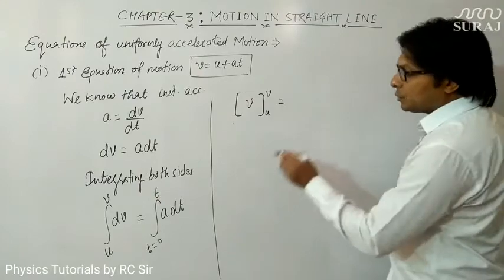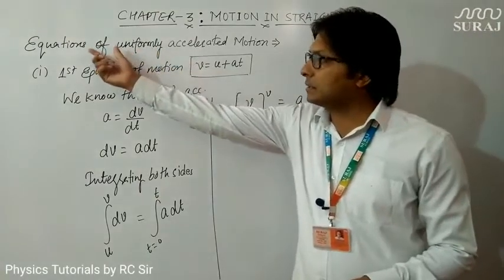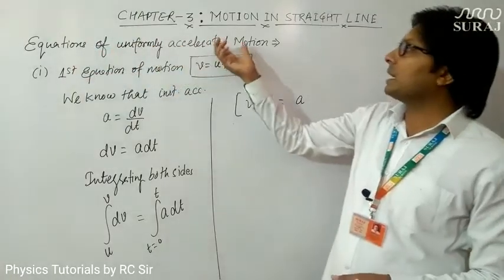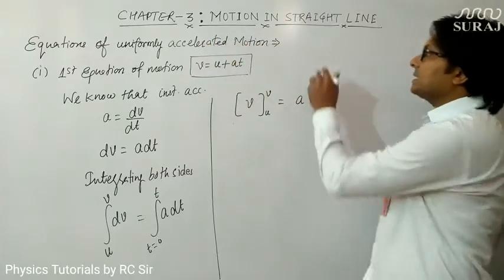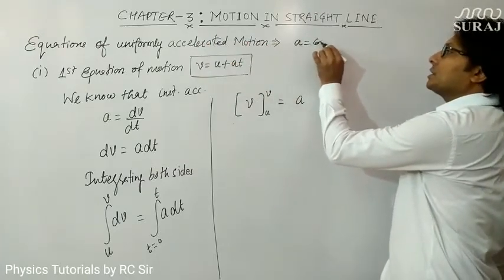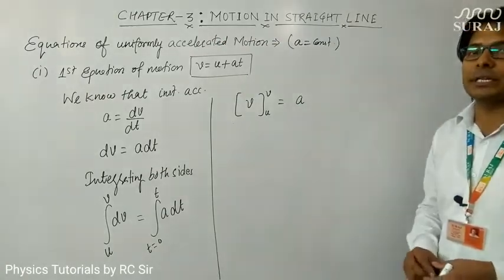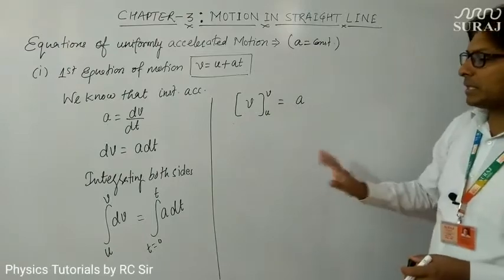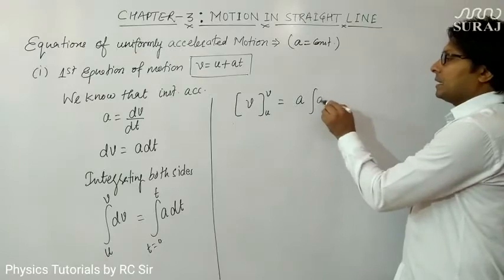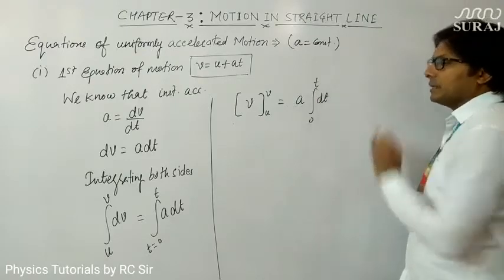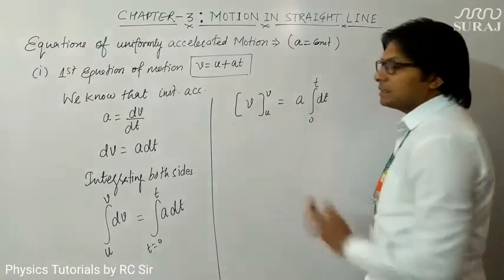This is equal to a, which will be constant because these equations are for uniformly accelerated motion. It means acceleration is constant, a is constant. So if a is constant, velocity is going to increase at a constant rate. So a is constant, so I can take a out of this integration, so it will be a integral of dt from 0 to t. Now we will put the upper limit and lower limit in this term.